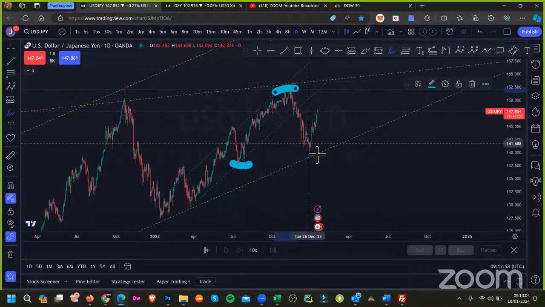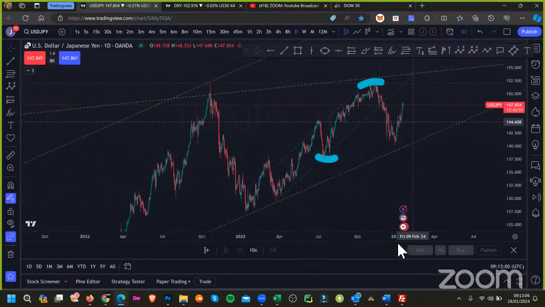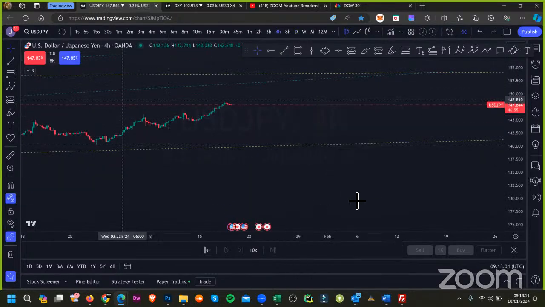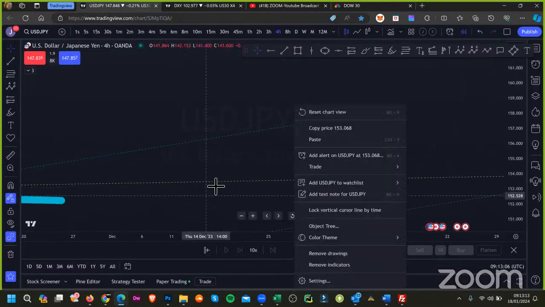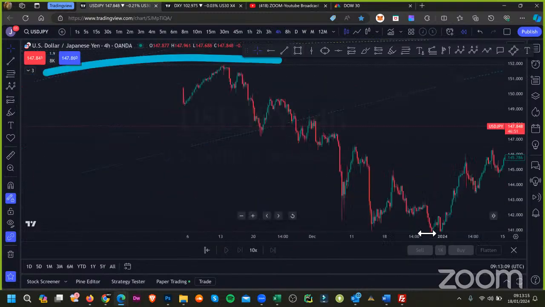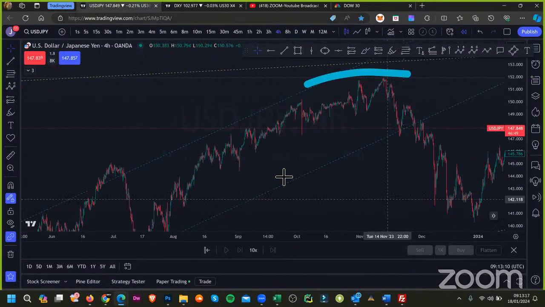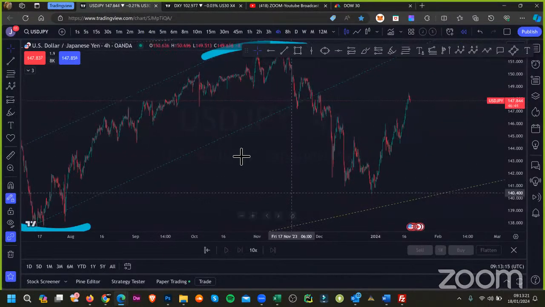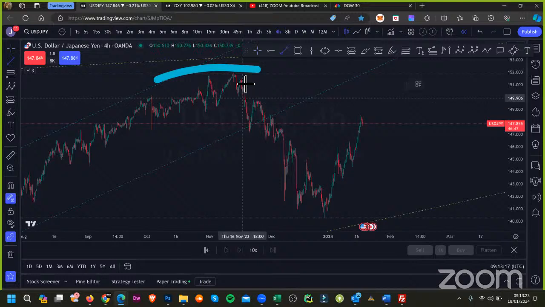A fantastic entry would have been, have a look, let me go to my 4 hour now, when that market actually started to turn from making this higher low over here. Which would have been me looking at this range of the market coming down here.